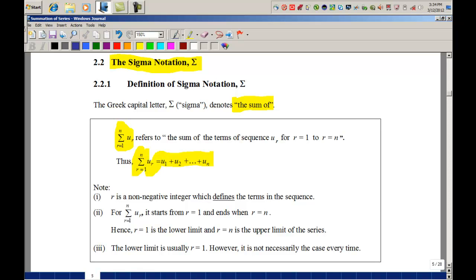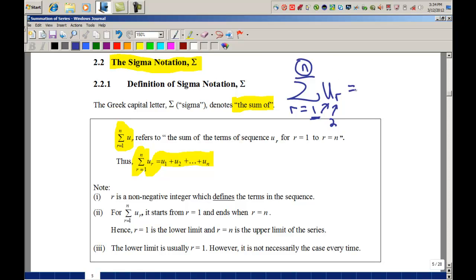Now, how do you read this? Now, if I write summation or sigma, r equals 1 to n, ur. Now, what this means is just this. Now, the number that you see here is called the lower limit. The number that you see here is called the upper limit. So you will substitute in r equals 1, the lower limit, followed by the next number after the lower limit, which is 2, until you reach the upper limit.